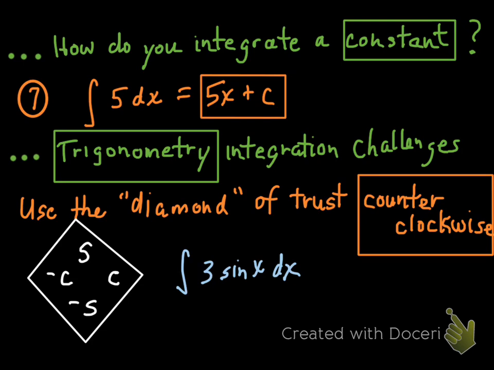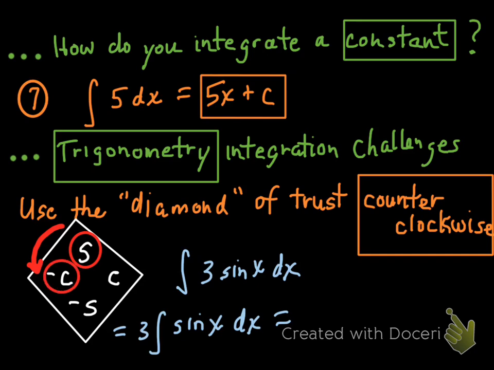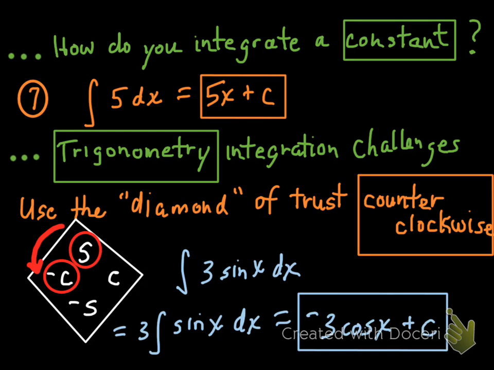The integral of 3 sine x dx. Factor out that 3 as a multiplier. Rewriting this as 3 times the integral of sine x dx. And now let's look at our diamond of trust. I find sine on the diamond. I work counterclockwise to the next entry. I realize that the integral of sine is negative cosine. My answer then is -3 cosine x plus that constant c.